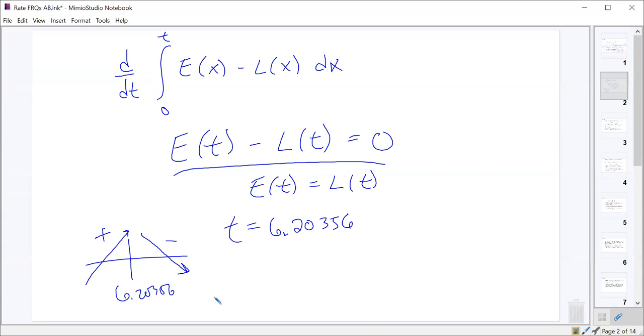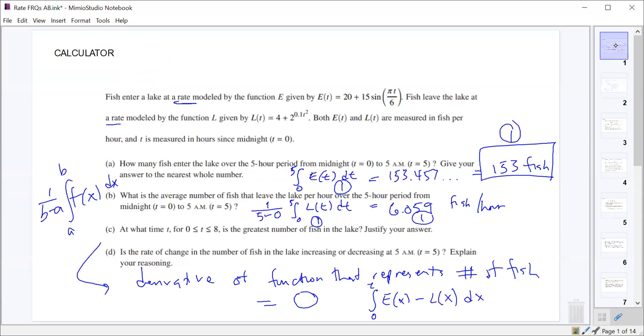6.204, I guess. Is that what that rounds to? I can't tell if I wrote a 5 there. So, yeah. And did it ask what? So does it say what? No, just at what time is it?